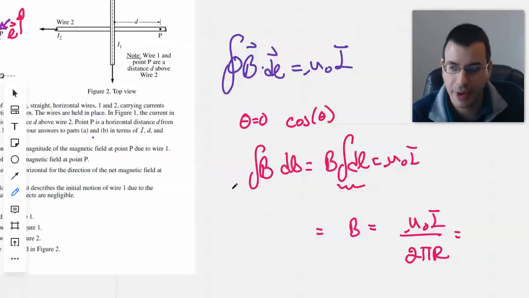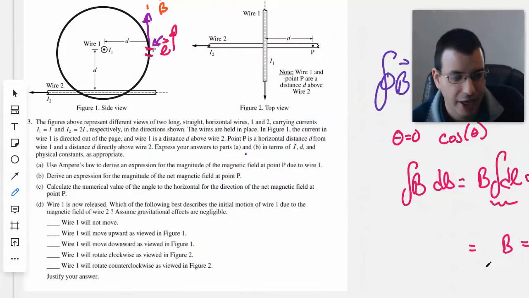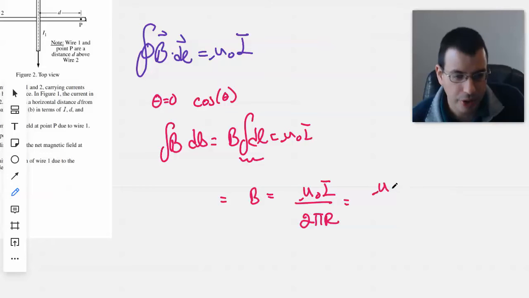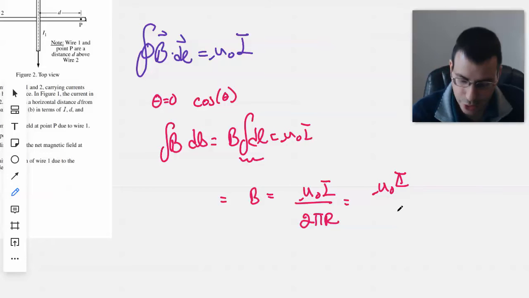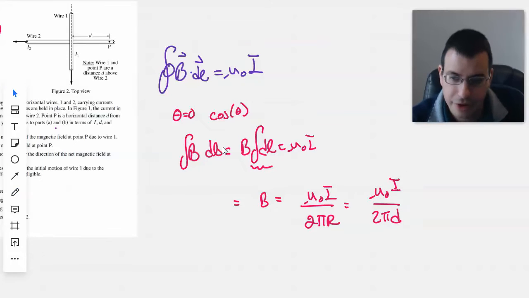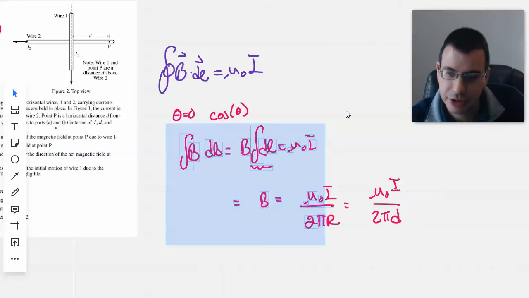And let's look back to see what kind of units they want us in. Determine the magnitude at point P due to wire 1. Okay, so we know point P is at distance D, and we know that I1 is just I. So then this will be mu naught I over 2 pi D. Okay, perfect. I'm going to erase this then, because it has served its purpose.